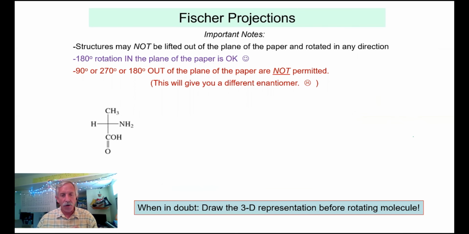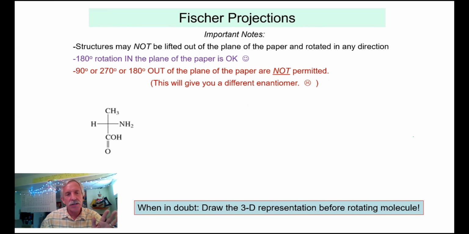So here are some important notes about how to play with Fischers so that you do not mess up the three-dimensional stereochemistry by redrawing them somehow wrong, or wedges, dotted lines in the wrong place. So first things first, structures may not be lifted out of the plane of the paper and rotated just anywhere you want. You just can't take these flat structures and turn them 90 degrees, for example, or turn them flat, so we have to be very aware of these things.